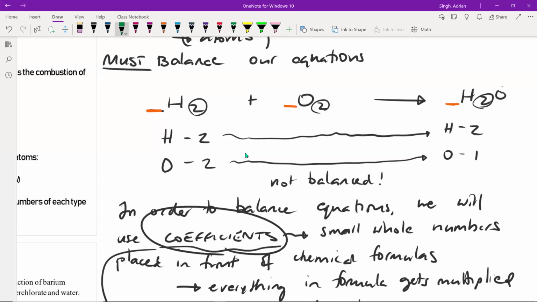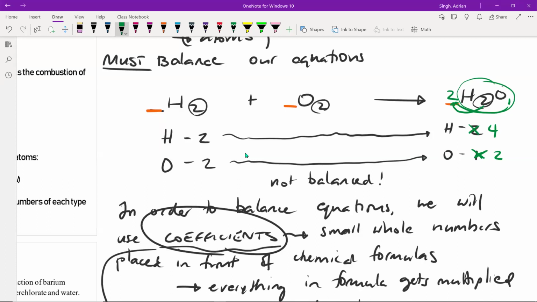So in order to make two oxygens on the right side, I need to put a coefficient in front of the thing with the oxygen to make two of it. Right now there's one O, so 1 times something needs to give me 2. Obviously, it needs to be 2. So 1 times 2 gives me the 2 O's, but I've now also changed my hydrogens, because water is made up of H's and O's. Now the 2 times the 2 gives me 4 H's. Don't forget, when you put that coefficient in front, everything in that formula gets multiplied by that coefficient.